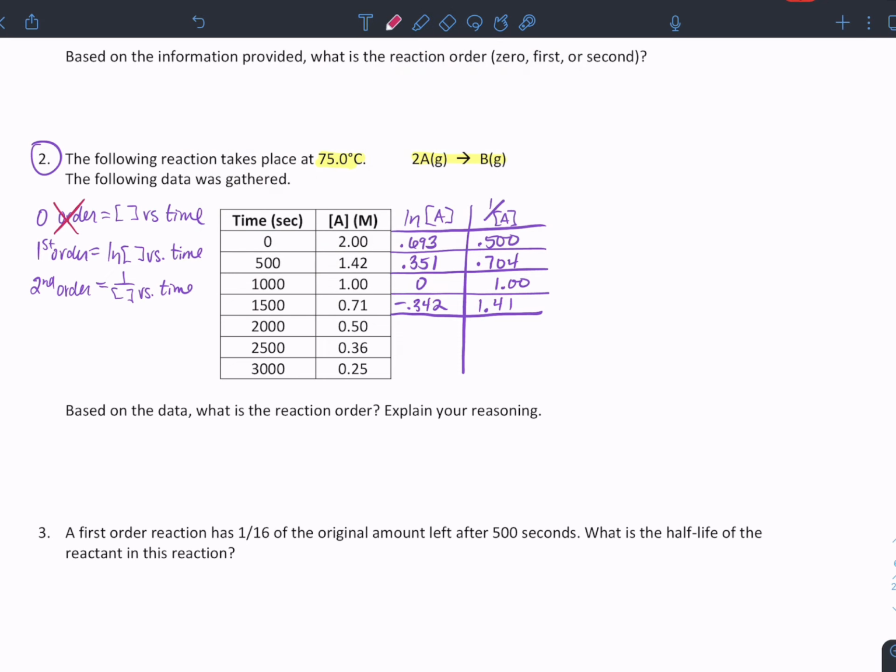Okay, so what we're looking for is how is this going to be changing from one to the next? So let's take a look at my rate of change here. Okay, if we go from 0.693 down to 0.351, that's going to be a change of about 0.342. Here, it's going to be 0.351. And then obviously here to here is going to be 0.342. Okay, so not perfect, but that's pretty consistent.